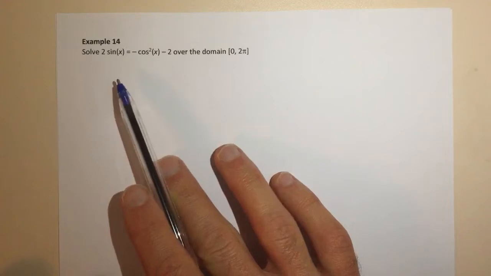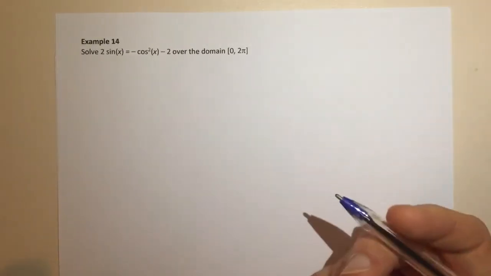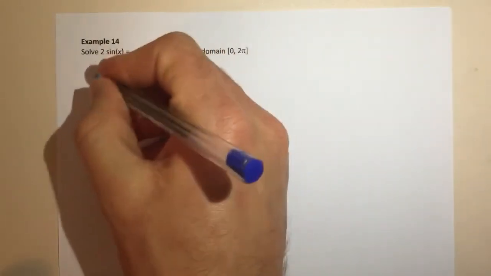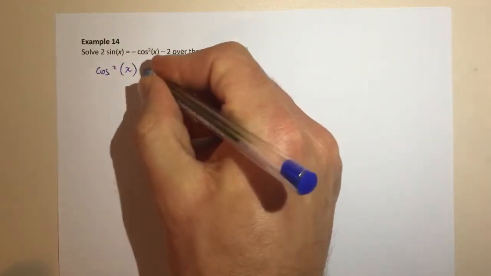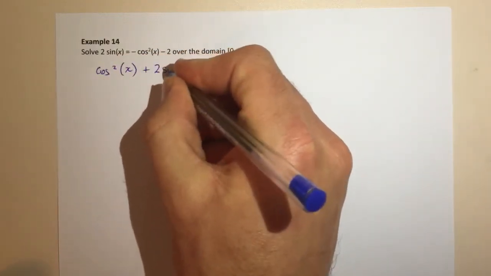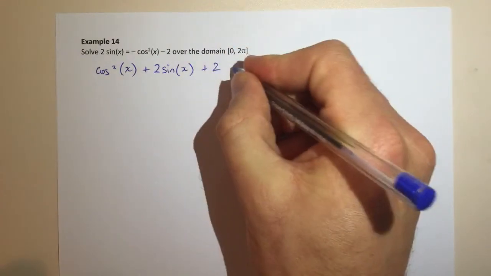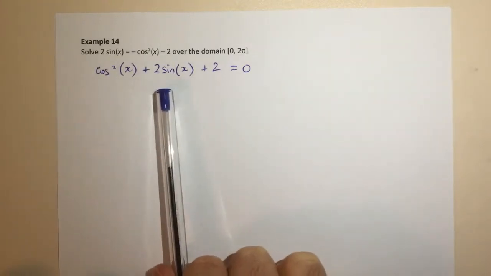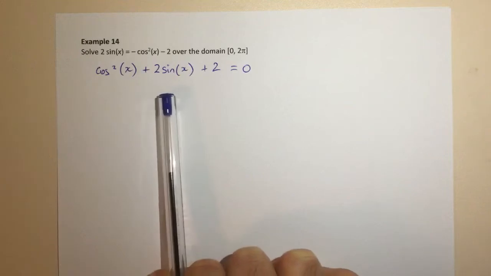It's not just sine x equals number, cos x equals number. We might try taking everything to one side of the equation and see if that helps us out. Adding that cos squared x over gives us cos squared x plus 2 sine x, and we can add the 2 over as well, plus 2 equals 0. Now at this point, there's not really much we can do in terms of collecting any terms together.